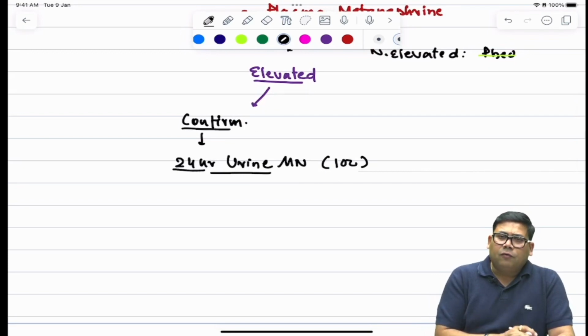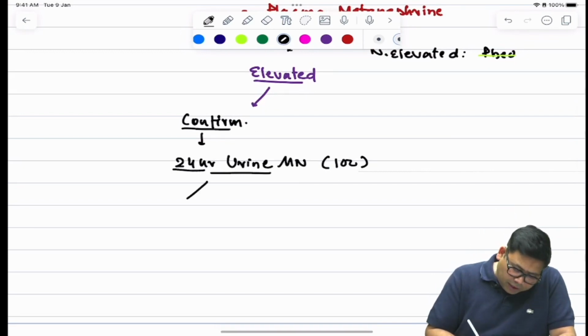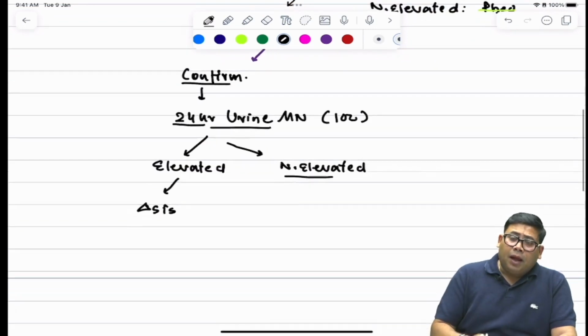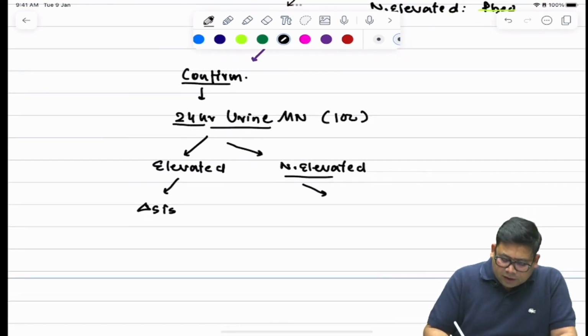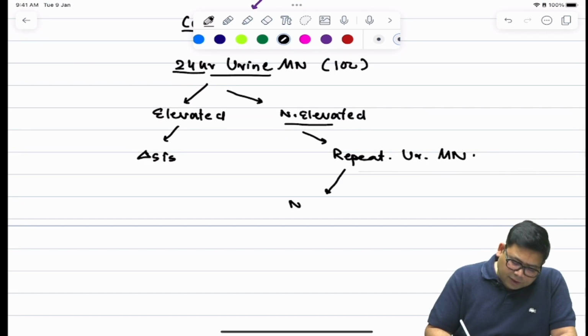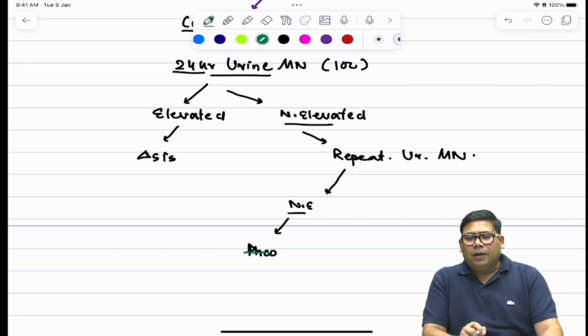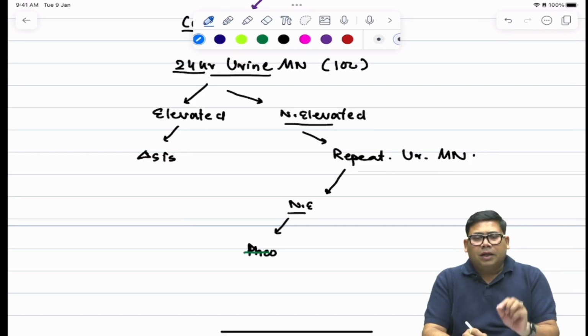Remember, if 24-hour metanephrines are found to be elevated, yes, it will confirm the diagnosis. And if it is not elevated, remember, once the plasma metanephrine is elevated and the urine metanephrines are not elevated, then you will have to do a repeat urine metanephrines, and this is very important. If for the second time it is not elevated, in that case only you can say the FEO is ruled out. So the moral of the story is plasma metanephrines, if they are elevated, you need 2 urine metanephrine samples.